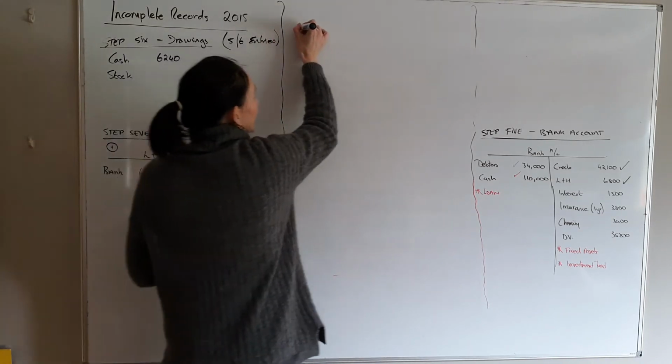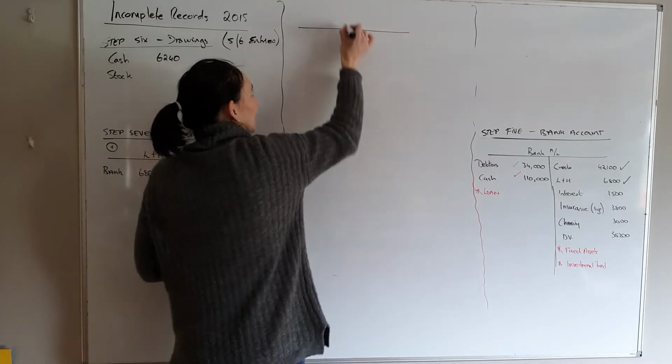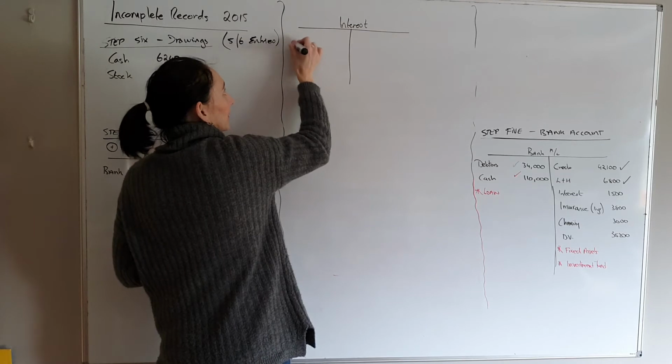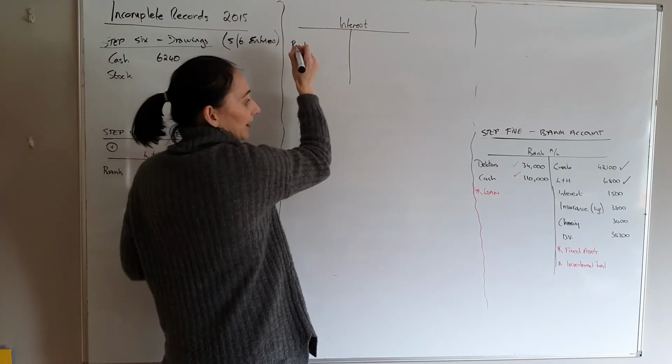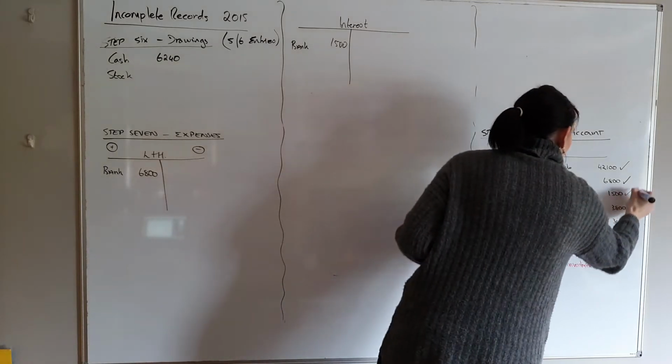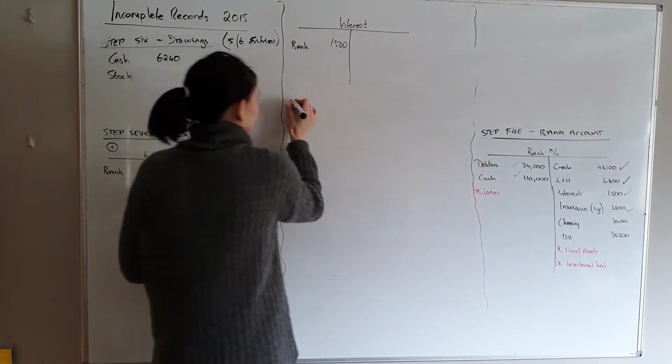Okay, my next expense looking there is my interest. And again, for my interest this year, I have paid 1,500. Okay, and the next one I have there is insurance.